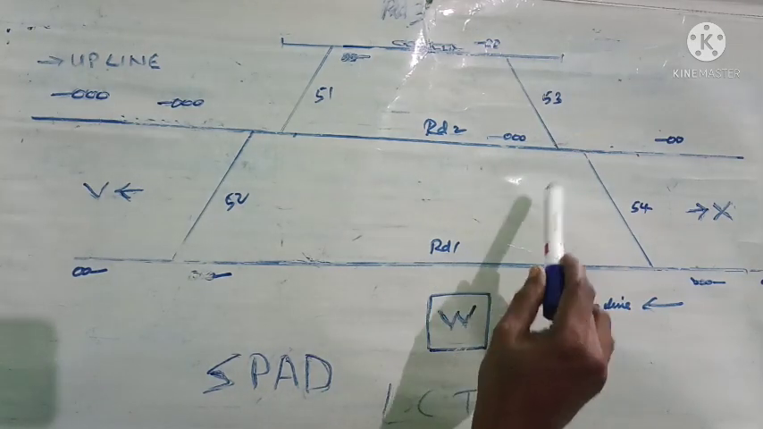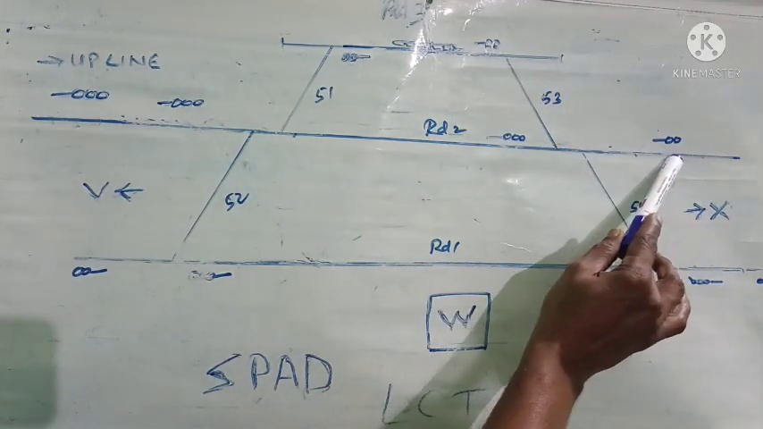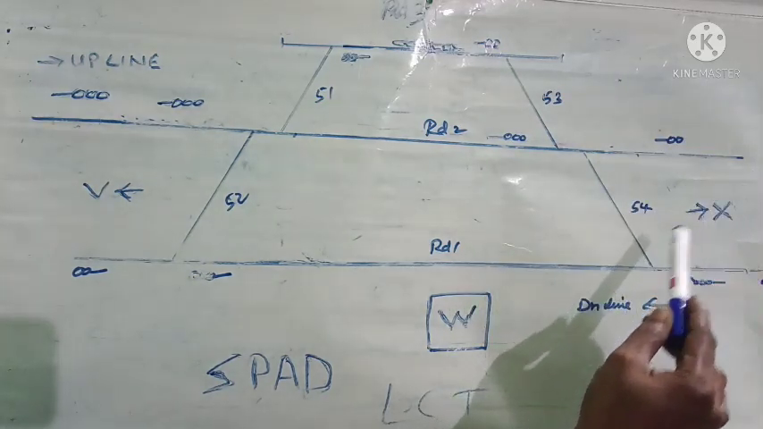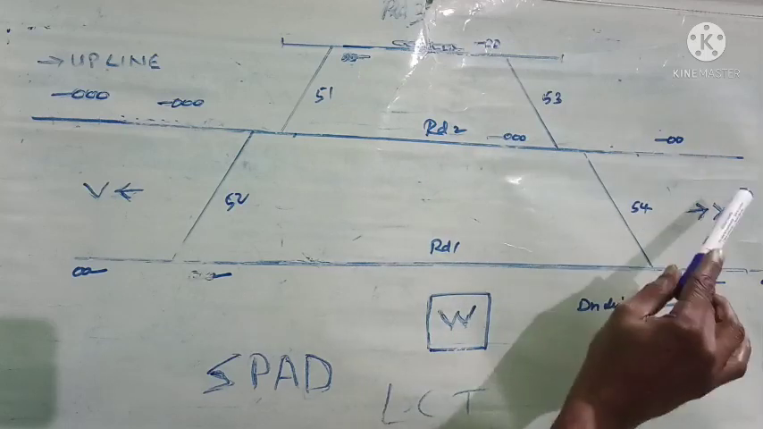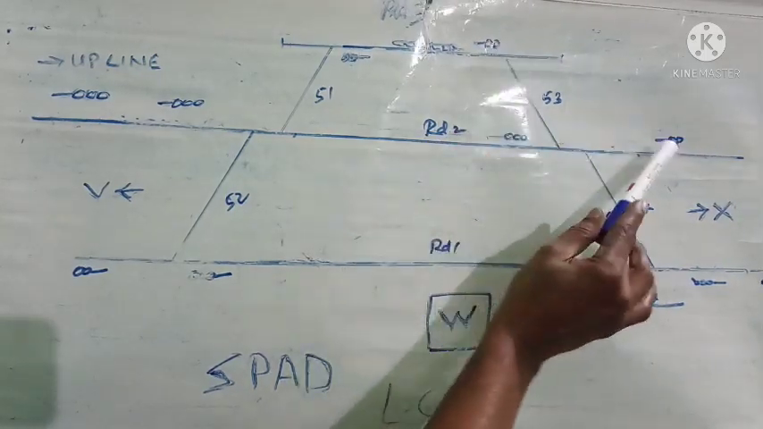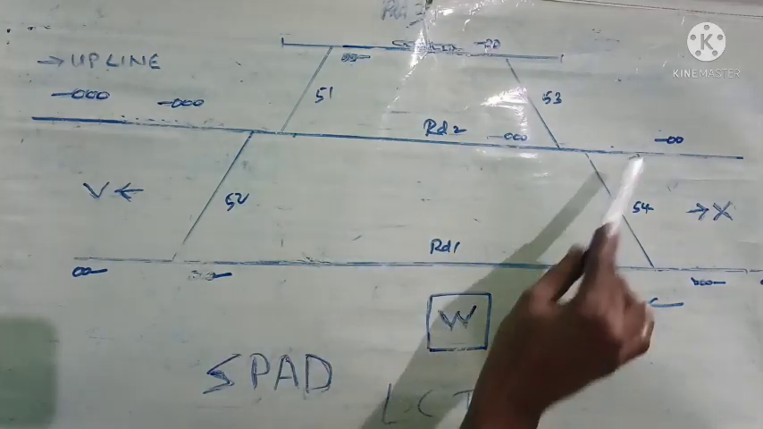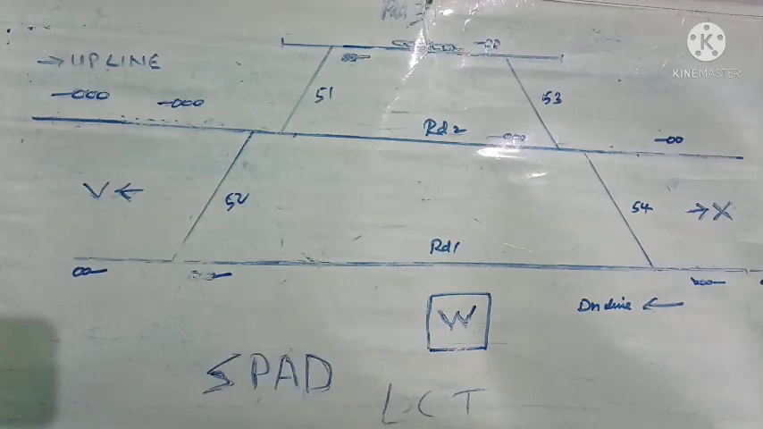Now let us take a case. The advanced starter is not taken off, and the section is not blocked. Station master W hasn't sought any line clear for the train, so the advanced starter is not taken off. The starter and advanced starter are not interlocked here. That means without taking off the advanced starter itself, the starter can be taken off.